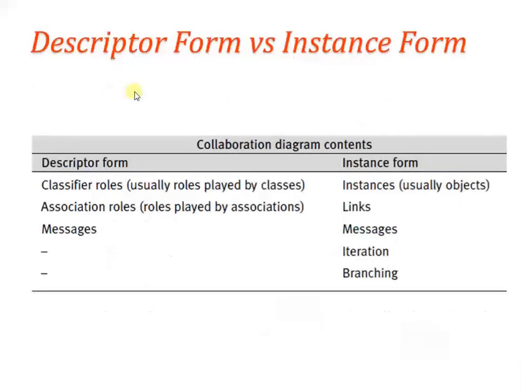So this is the difference between instance form and descriptor form. In descriptor form, we used to have classifier roles, which is nothing but classes. But here we are going to focus on instances. And next, in descriptor form we used the term association role, but here we call it a link. And for messages, it is similar between both the forms. And there is no representation of iteration, that is repetition, and branching based on condition checking is not present in descriptor form, but the same thing is present in the instance form.